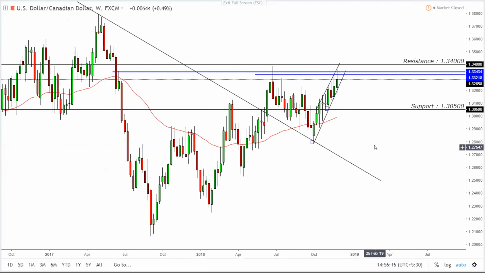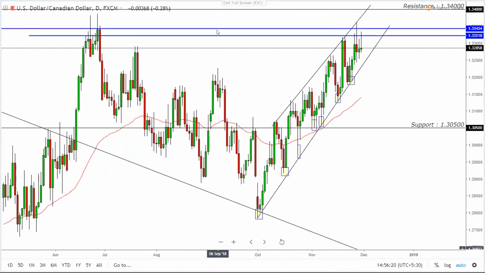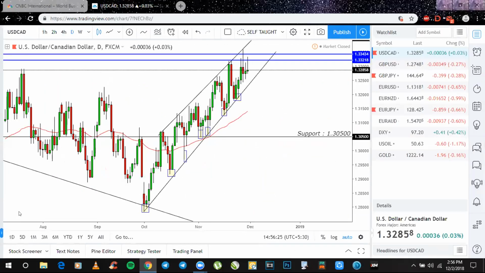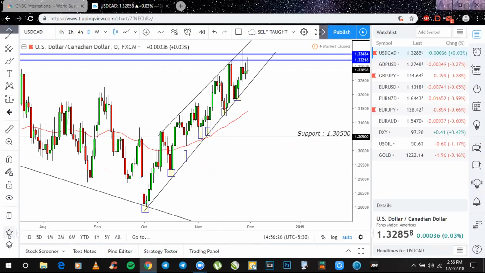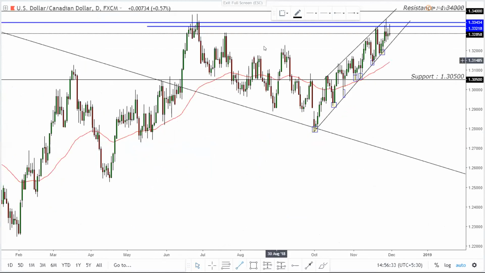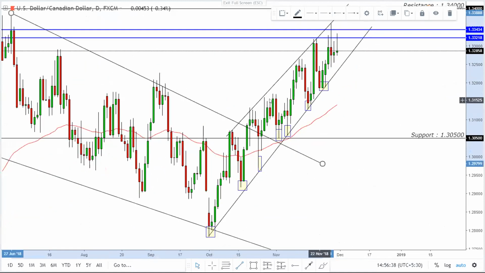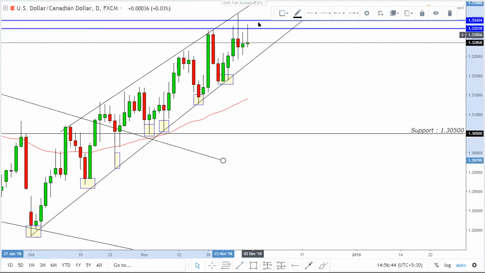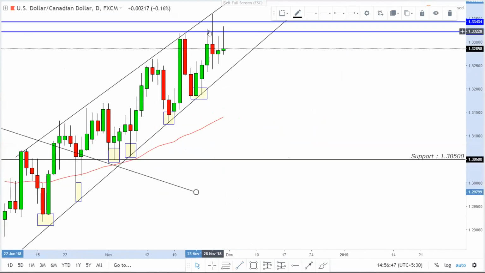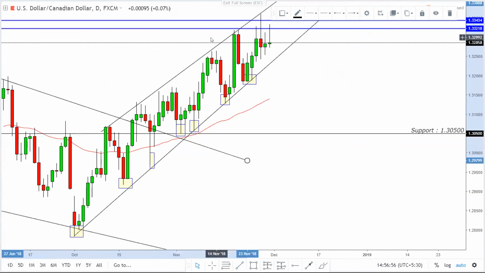So if we go down to the daily time frame, we can see we had this bearish channel which broke to the upside, and 3 days ago we had a rejection from the resistance region, which is this area which I have marked with this horizontal line.